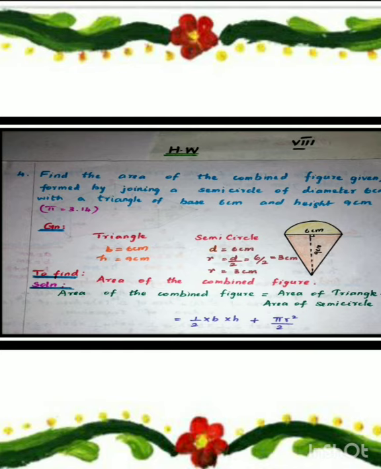That means radius is d by 2, that is 3 centimeter. Then to find the area of the combined figure, the formula is area of a triangle plus area of a semicircle. So the formula I have written is half b h plus pi r square by 2. The first step of the sum I have done for you. Only the calculation you are going to do. I think it is very easy to do the sum.